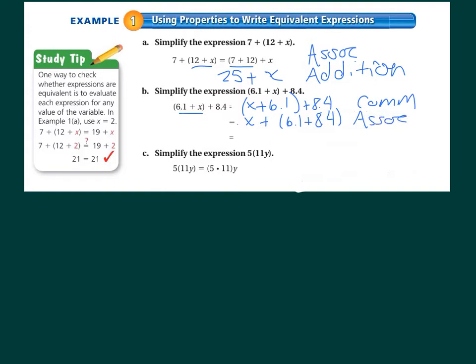And then we just add, just like we did before, we get x plus 14.5, and that's again just the addition property.